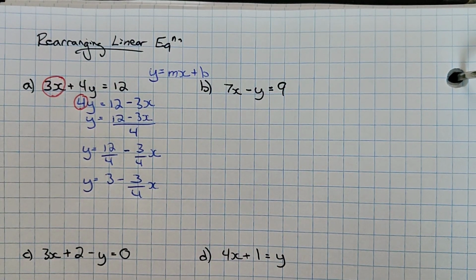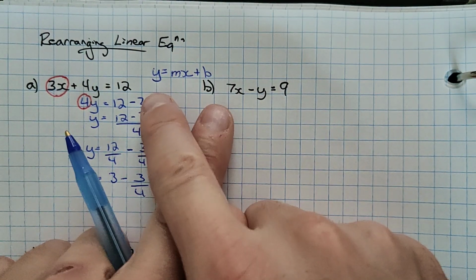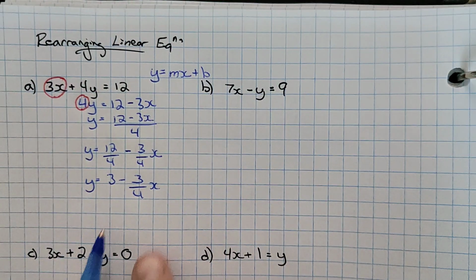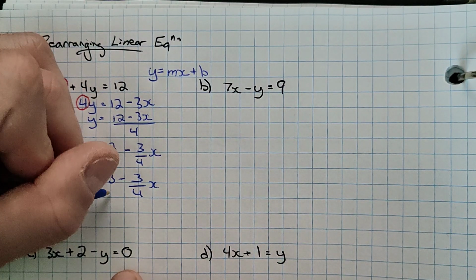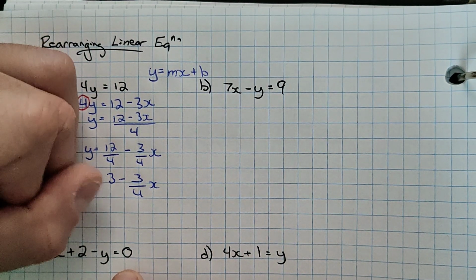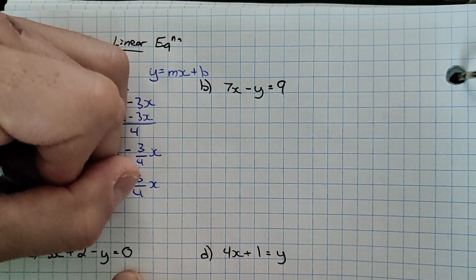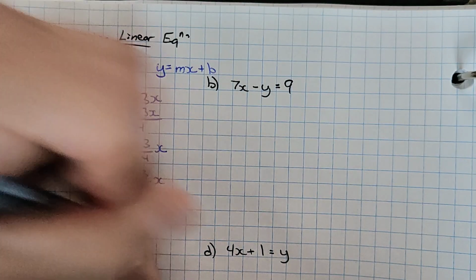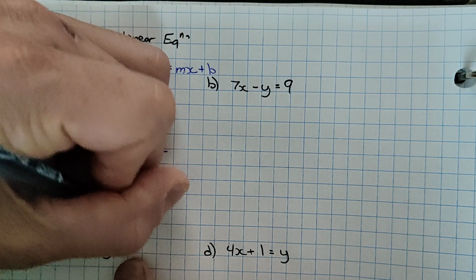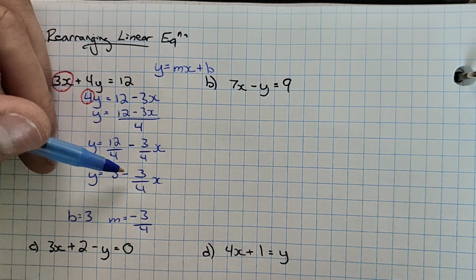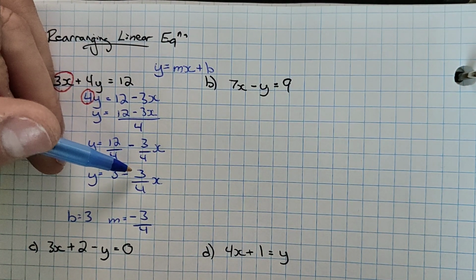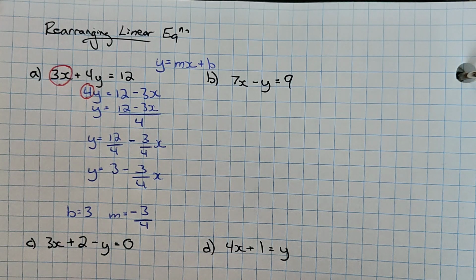This is in y equals mx plus b format. Yes, the mx and the b are reversed, but that's okay. This is our b value here. So our b value is 3. Our m value, or slope, is negative 3 over 4. And again, it's easiest if we continue to take the negative sign and associate it with that upper value.